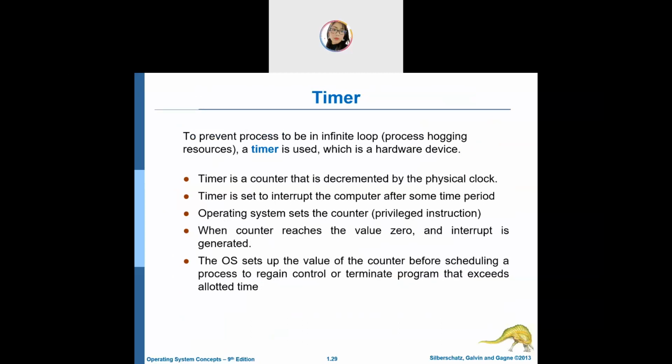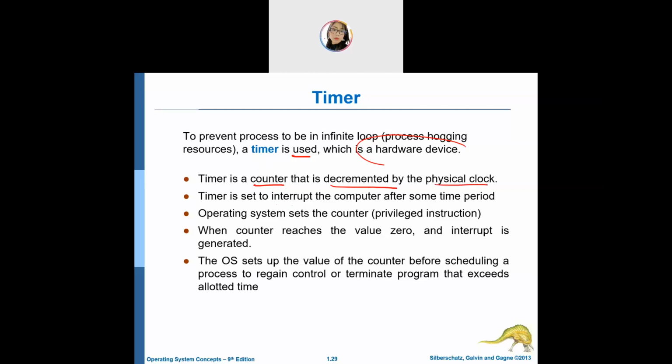And then about the timer, to prevent a process from entering an infinite loop, a timer is going to be used, which is a hardware device. It depends on hardware also. The timer can also be a counter. If you still remember, when you think about a counter, it always refers to counting. That is decremented by the physical clock.